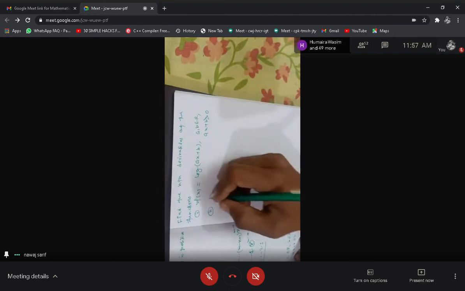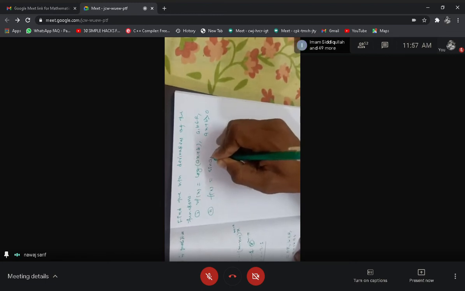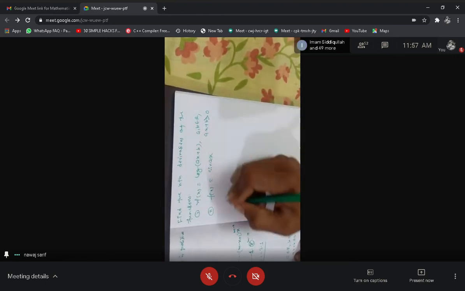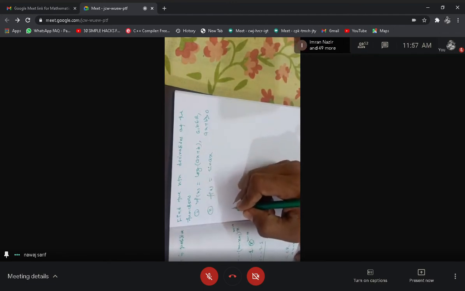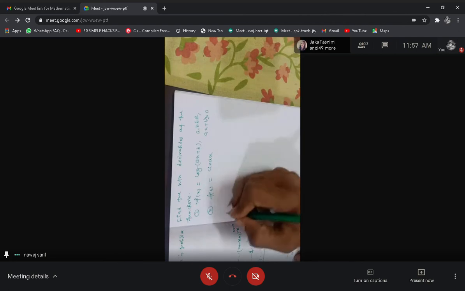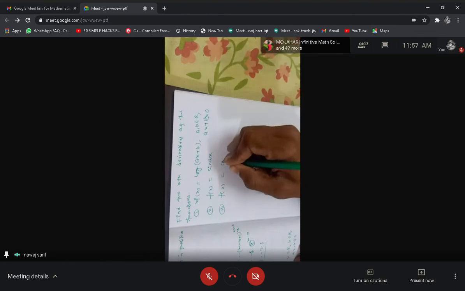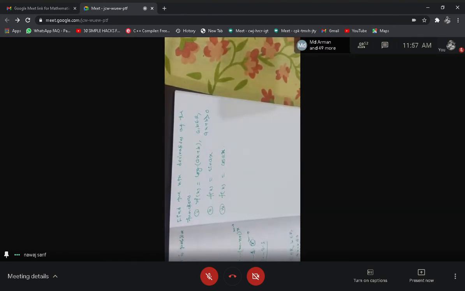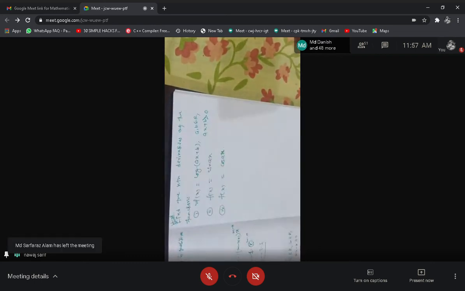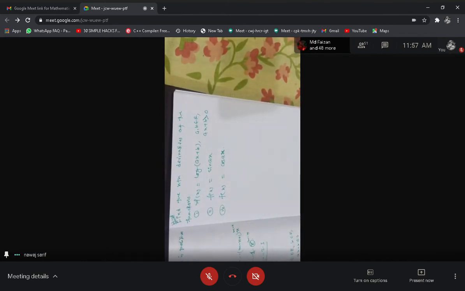Number 2, f(x) equals sin ax, and number 3, f(x) equals cos ax. Okay, these are homework. Let's try to find out the nth order derivative of these three functions.